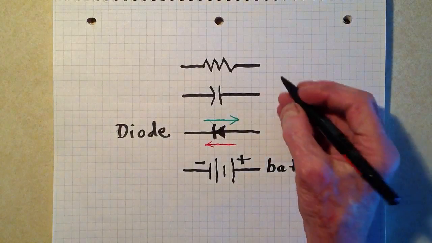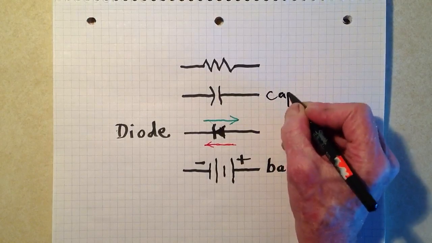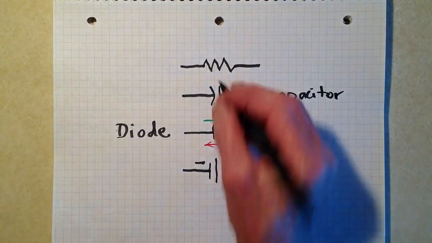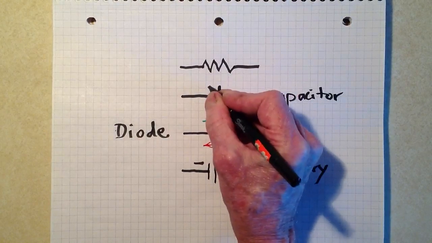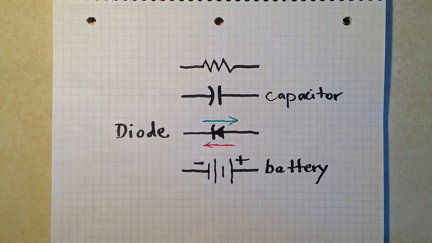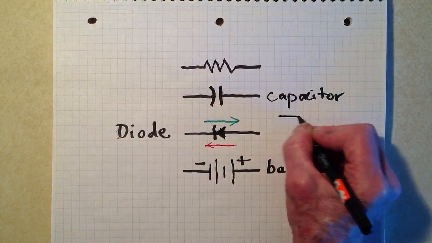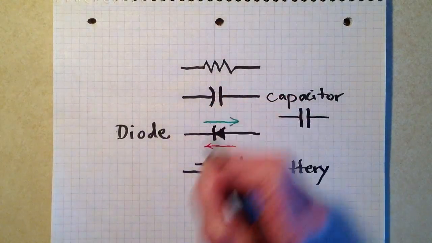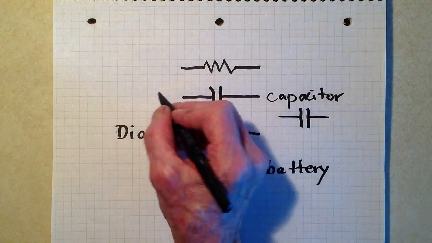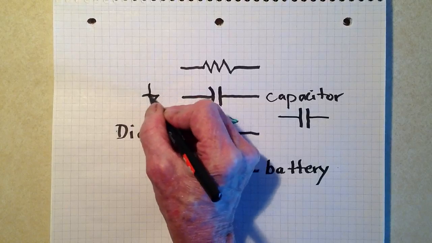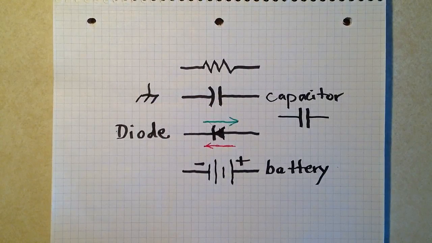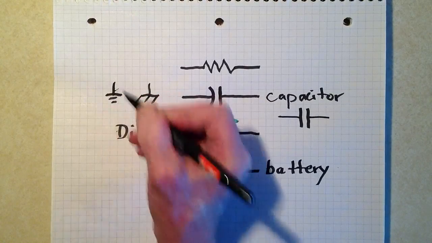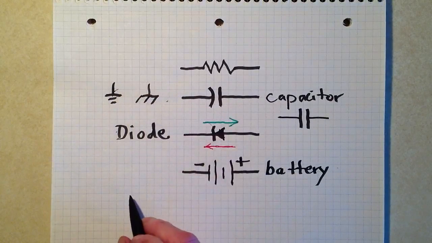The capacitor, fixed capacitor. You may wonder why one of these lines is curved and the other one is straight. Once in a while, as an alternative symbol, you'll just see two straight lines like that. But the curved line is generally the one that goes more directly to chassis ground or earth ground. Notice the difference in the ground symbols.